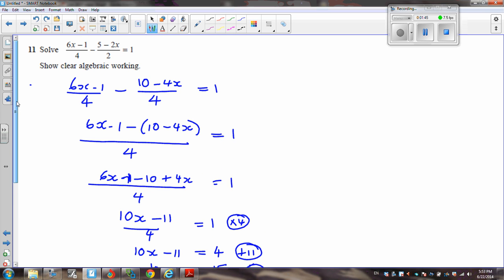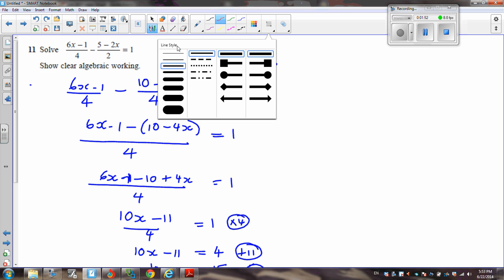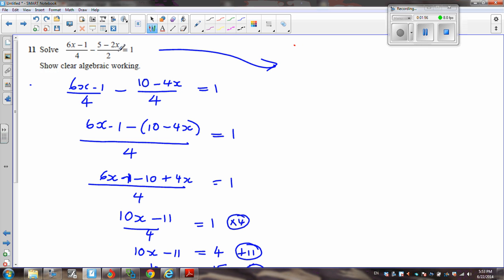An alternative way of doing that is to start with your original, and I'm going to multiply each term. I'll just do this in red so it looks different. I'm going to multiply each term by the lowest common multiple. Now, because I'm multiplying, I have to multiply everything, including the right-hand side. So I'm going to multiply everything by 4, because the lowest common denominator on the bottom is 4. So I'm going to multiply this by 4, and it's the top that you multiply by 4. I'm going to multiply this by 4, and I'm also going to do 1 times 4.